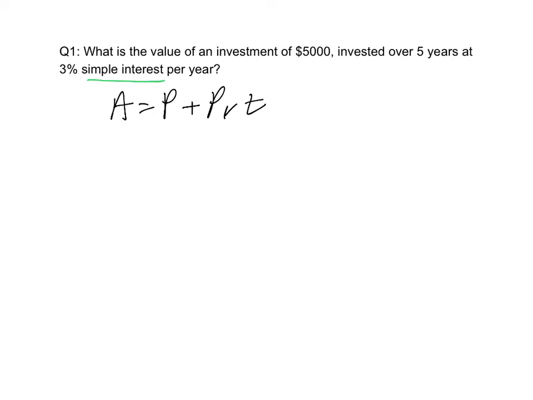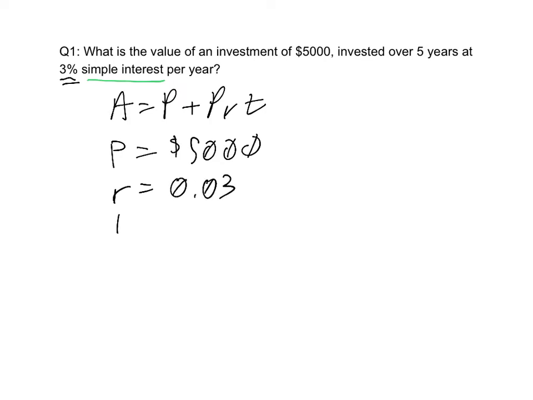So we're looking for A, the amount, the future value. We need to figure out what P is, what R is, what T is. P is the principal, the initial investment. In this problem, that's $5,000. That's what was initially invested. R is the rate of interest as a decimal. We're told 3%, and we have to convert that into a decimal. 3 divided by 100 is 0.03.